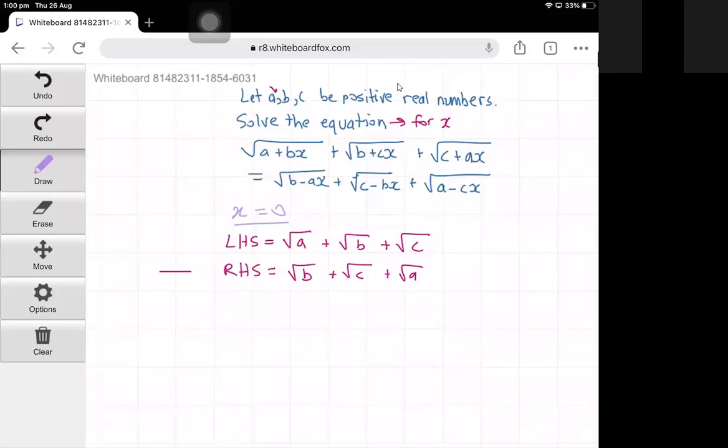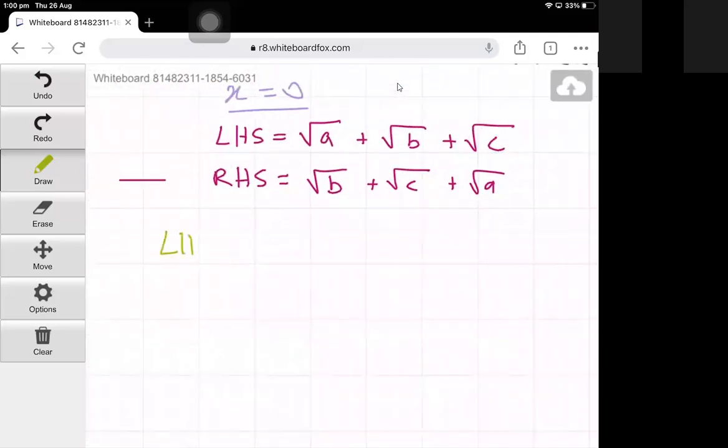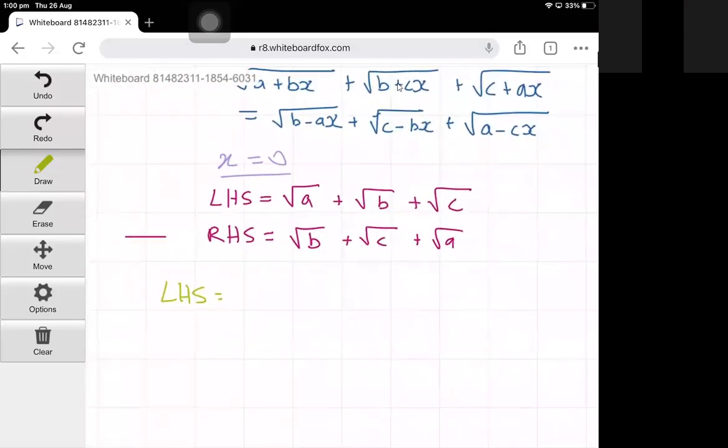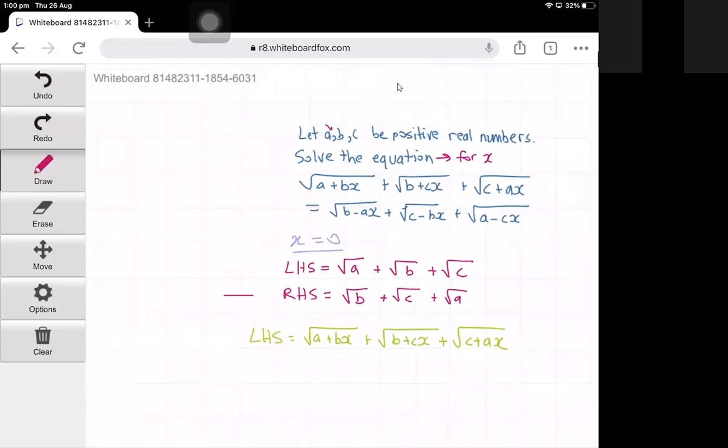So the question is, are there any more solutions to this equation apart from x equals 0, or is x equals 0 the only solution? So let's find out. If you have a look at just the left-hand side, it is equal to the square root of a plus bx plus the square root of b plus cx plus the square root of c plus ax. And also remember, a, b, and c are all positive real numbers.